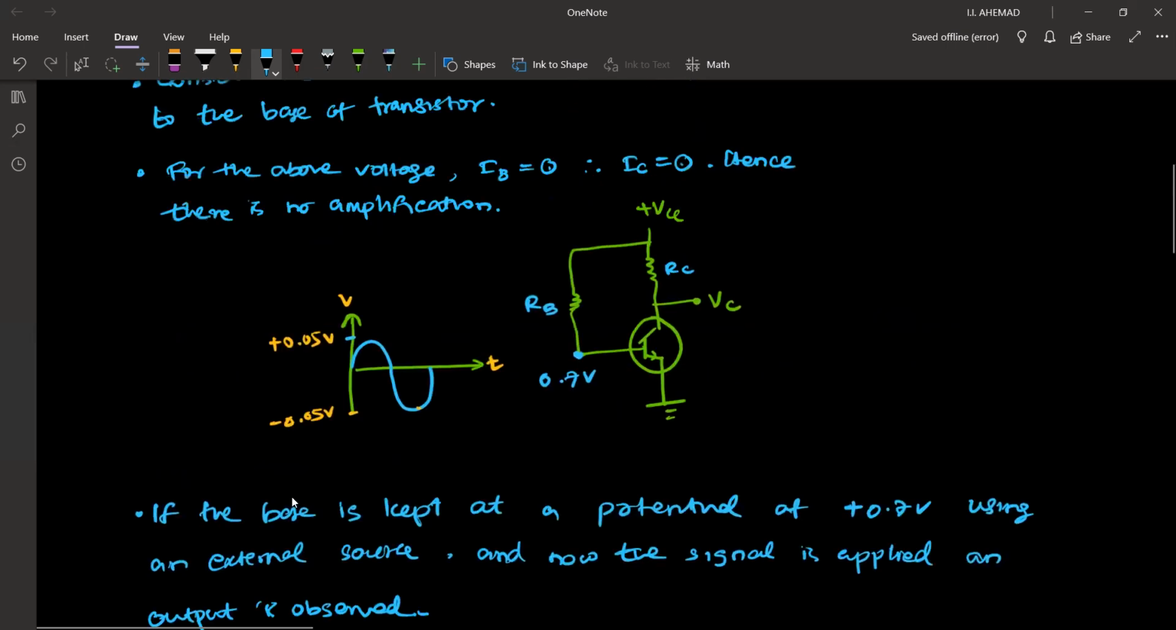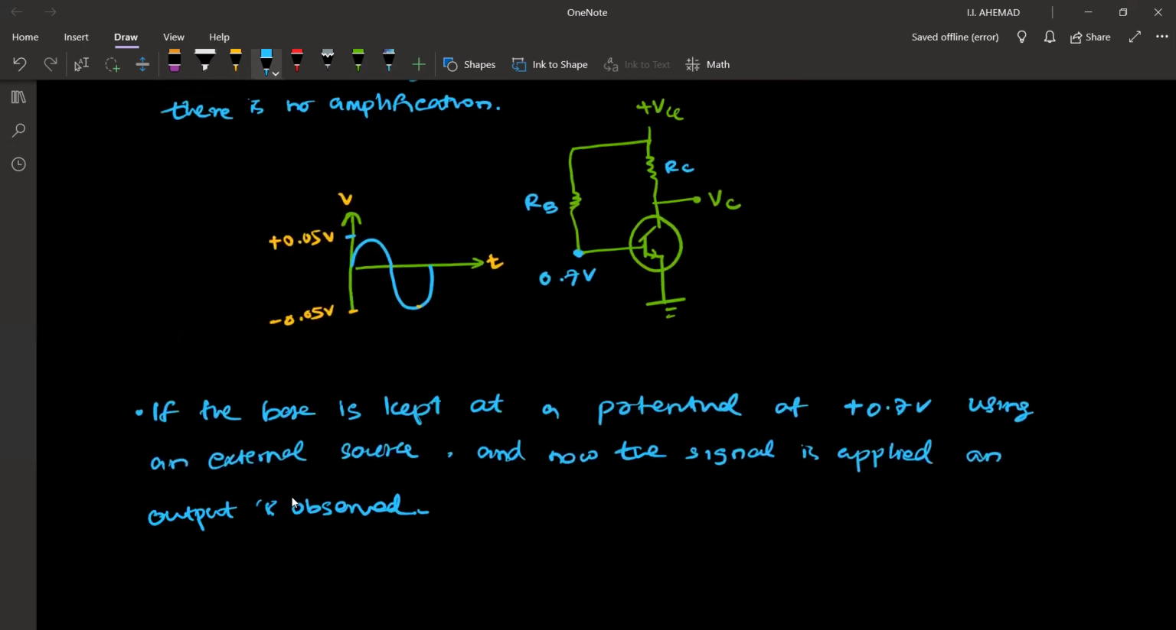Is the idea clear about biasing? Why we need to bias, and we will discuss what other possible ways there are to bias. For now, did you get the idea why we need to bias? What is the purpose?